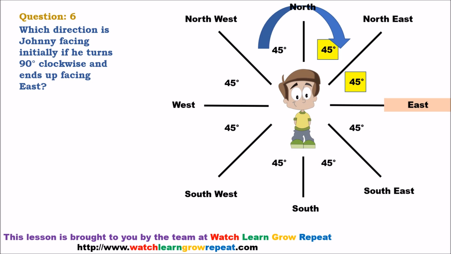So Johnny needs to start at north, and from north to northeast is 45 degrees, and from northeast to east is 45 degrees. So 45 plus 45, 90 degrees. So Johnny has to be facing north and then turn 90 degrees clockwise to end up at east.